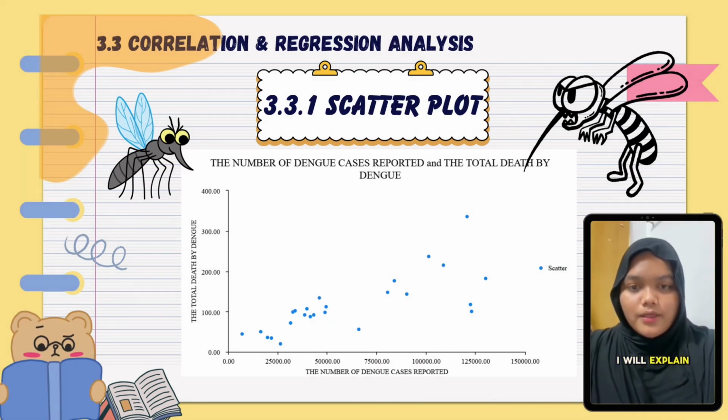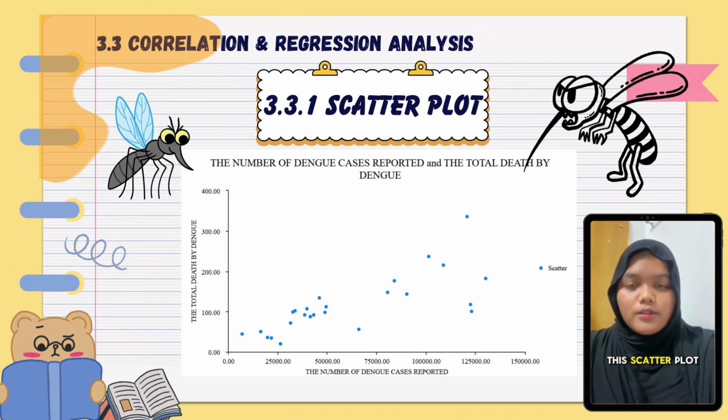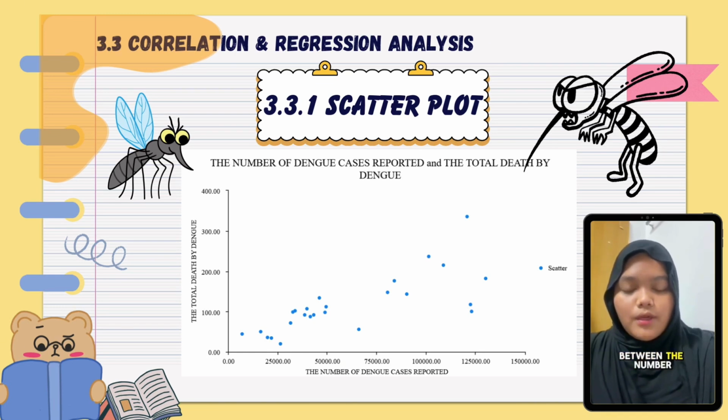I will explain about 3.3 correlation and regression. The first one is 3.3.1 scatter plot. This scatter plot suggests a positive correlation between the number of reported dengue cases and total deaths caused by dengue in Malaysia from the year 2000 to 2024.